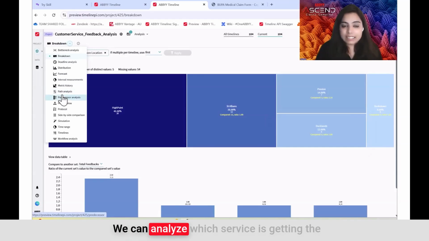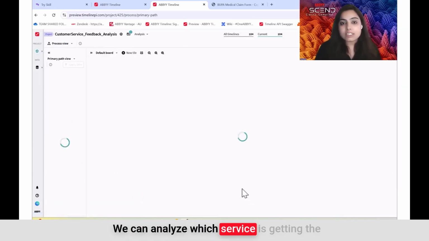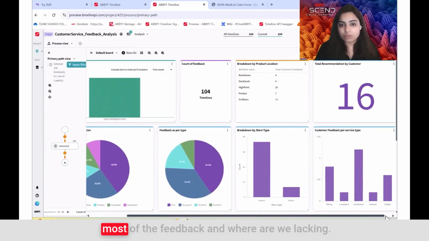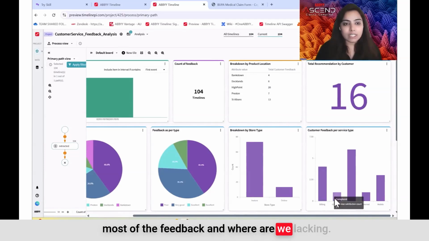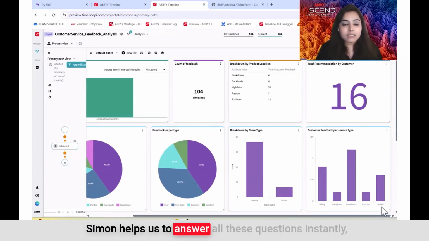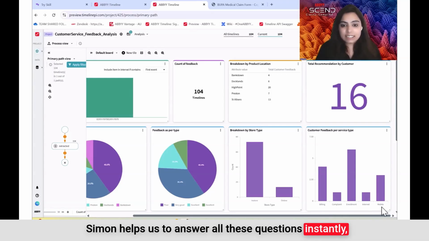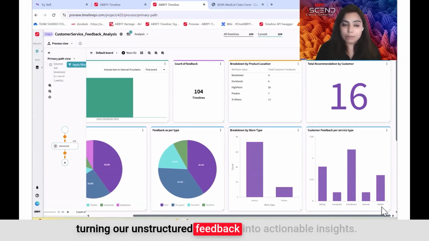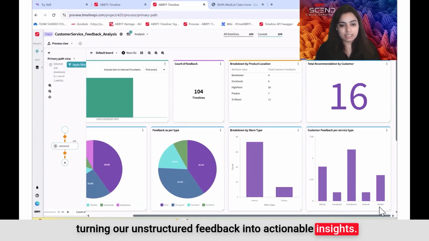We can analyze which service is getting most of the feedback and where we are lacking. Timeline helps us to answer all these questions instantly, turning our unstructured feedback into actionable insights.